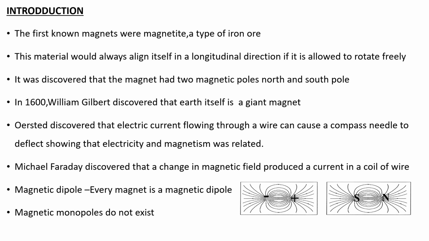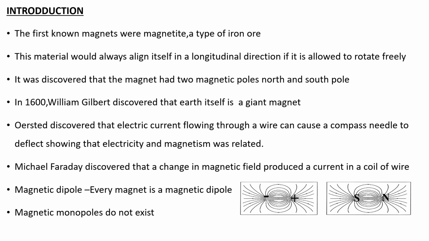And thus the two different branches of physics, electricity and magnetism, were related, because of this experiment, because an electric current produces a magnetic field. That is, electricity and magnetism were connected after this discovery of Oersted. And later, a similar type of discovery was made by Michael Faraday, who discovered that a change in the magnetic field produced a current in a coil of wire. That is, a magnetic field can produce an electric effect.